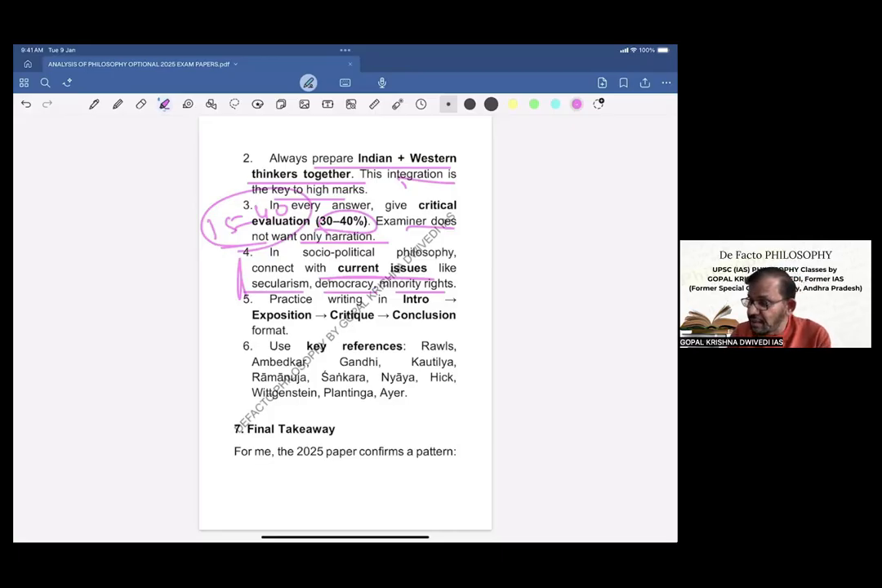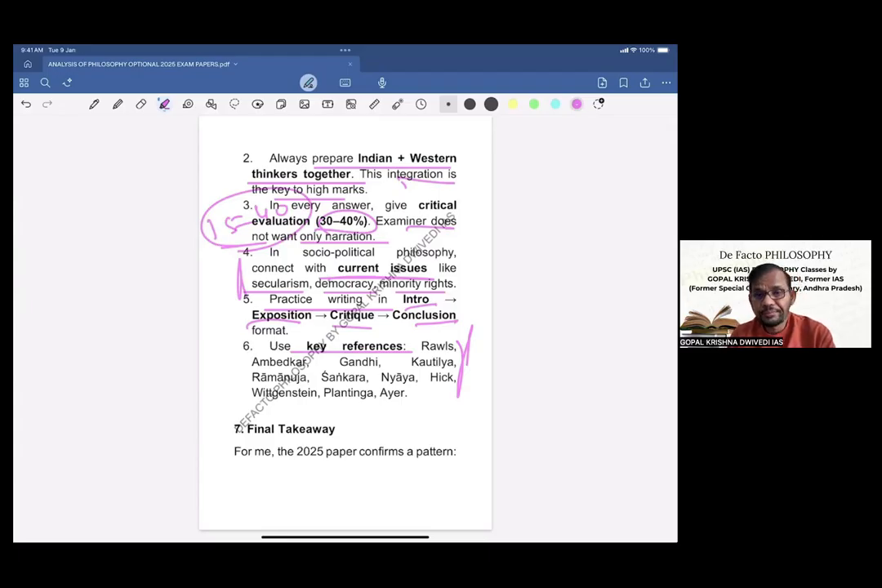Practice writing. As in the first paper, we are telling you again for the second paper: practice, and usually in civil services that helps. Practice writing in the format of introduction, exposition, critique, and conclusion. Use key references while practicing and answering: Rawls, Ambedkar, Gandhi, Kautilya, Ramanuja, Sankara, Nyaya, Hick, Wittgenstein, Plantinga. All these are key schools and philosophers as far as Paper 2, Section A and Section B are concerned.